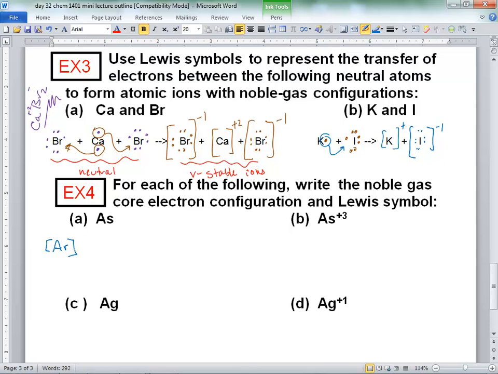And then what did you say, Daisy? You said 4s2, then what? 3d10, and then what? 4p3. Good. Looks right to me. Then write the Lewis symbol for it. Arsenic with 5 valence electrons. You can kind of see where they're coming from, right?